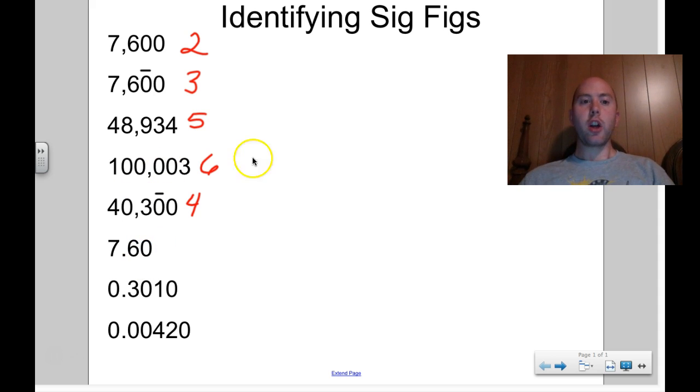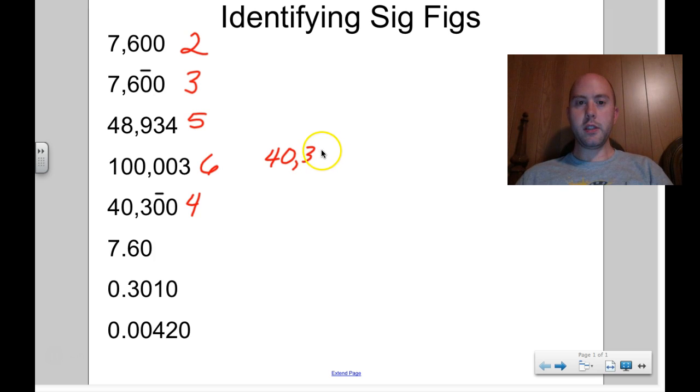Alright, now going back to another example, I also want to do this one real quick. How about the number 40,300. And I put a bar over that one. This one would also be 5 sig figs. And here's why. You have 1, 2 non-zeros. You have a zero with a bar over it. This zero is in between sig figs here and here.